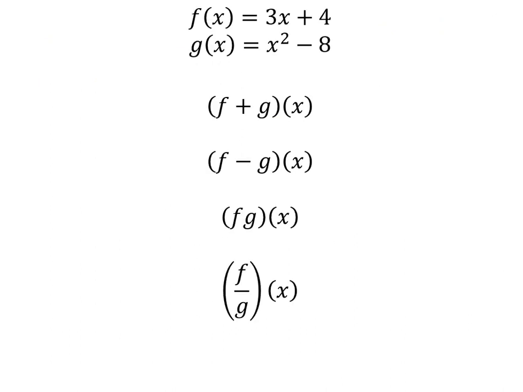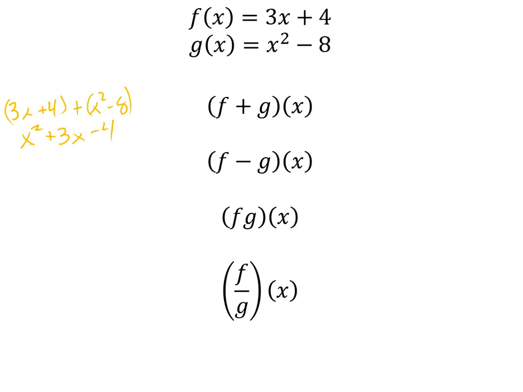Okay. So if we have these, f of x is 3x plus 4, and g of x is x squared minus 8. Now if we want to add them, we would go 3x plus 4 plus x squared minus 8. And then we would combine like terms. Looks like we would just have an x squared. 3x is by itself, so it would be plus 3x, and it would be minus 4. And that would just be adding. We're adding the first one, and we're adding the second one.